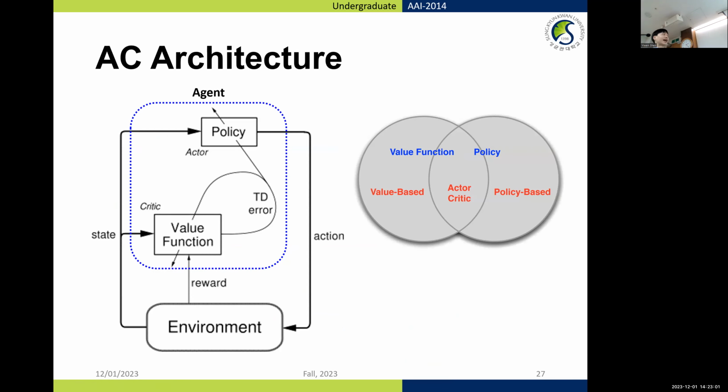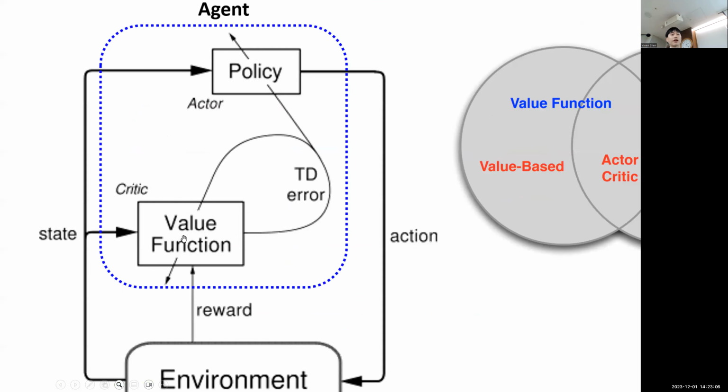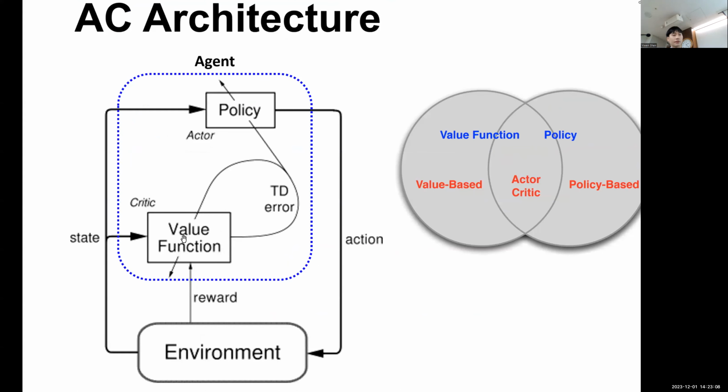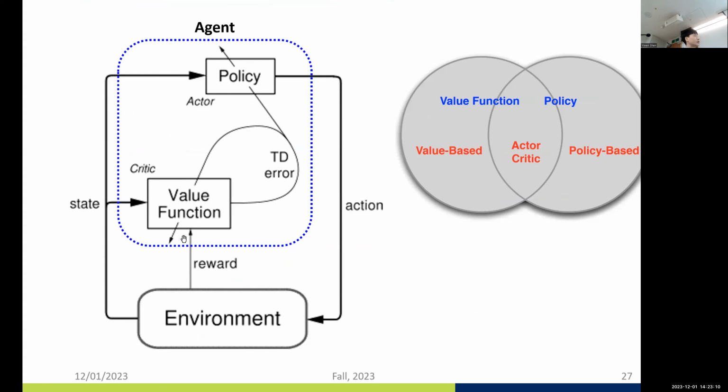So we can understand this AC architecture from this diagram. You see from the left-hand side diagram, you have an environment. Now, if we don't have the value function, it's purely policy gradient. We have an environment, then the reward will be used by the policy. It can be the MC return, the GT, directly to the policy. Then we just update based on the policy gradient theorem.